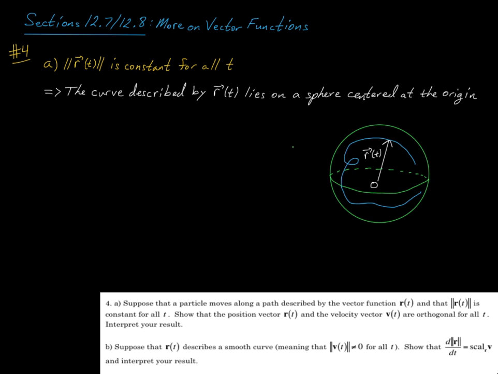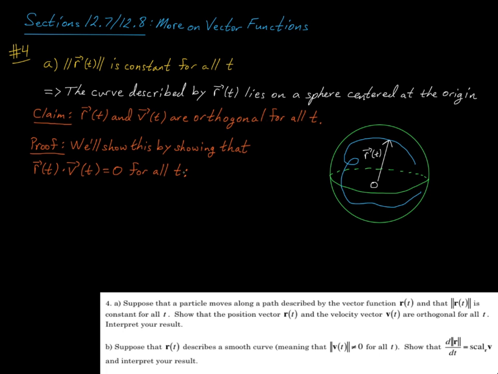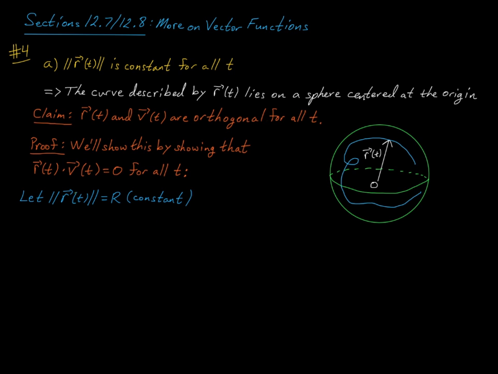Now our job is to show that in this instance, when we move along a curve that lies on a sphere centered at the origin, our velocity vector is always orthogonal to our position vector. To prove this, we're going to show that r of t dotted with v of t is equal to 0 for all t. To do that, we're going to start out by letting this constant magnitude of our position vector equal capital R, where we've already noted that capital R is just going to equal the radius of the sphere that our curve lies on.